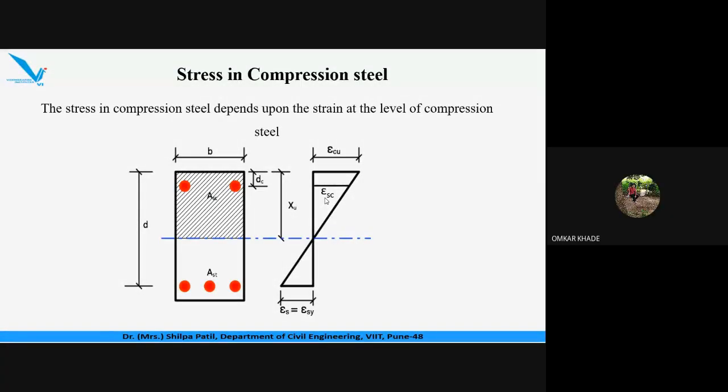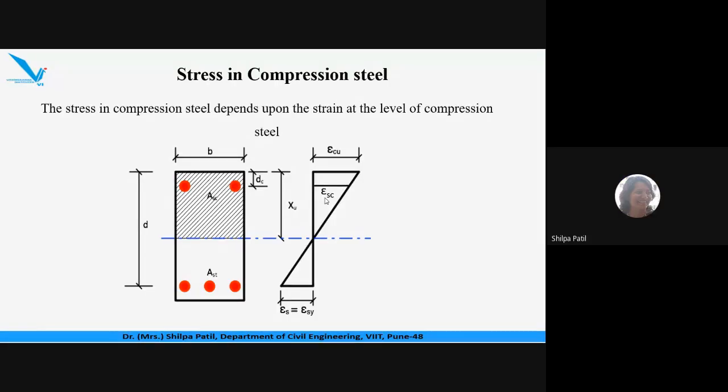Poisson's ratio? Wrong. Stress upon strain is equal to modulus of elasticity. Correct. It is denoted by capital E. So F upon epsilon is equal to capital E.